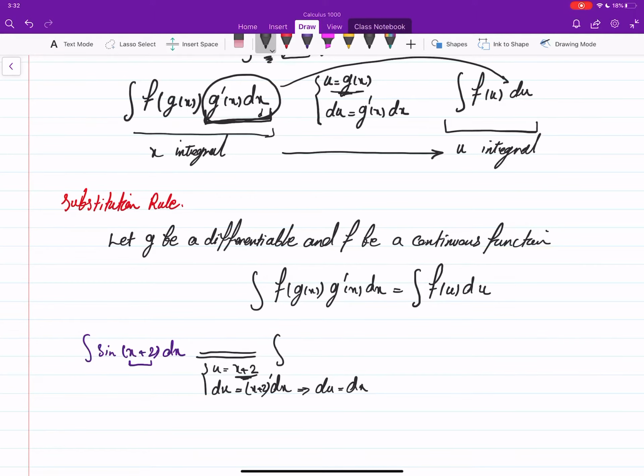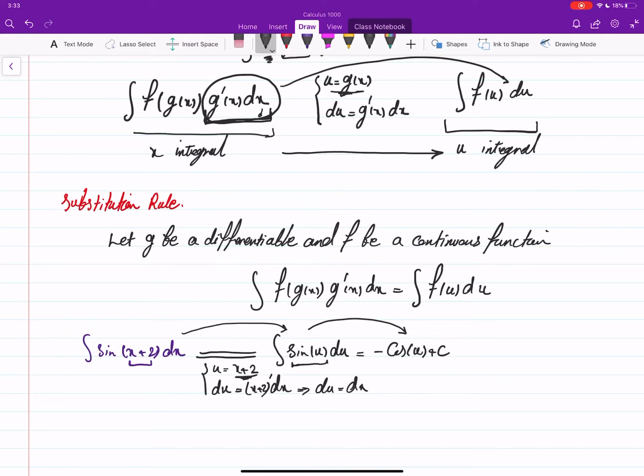My x integral turns into a very simple u integral, the integral of sine of u du, which is asking for the antiderivative of sine u. It will be minus cosine u, same variable. So I turned the x integral into a u integral, and I found the value of the u integral.